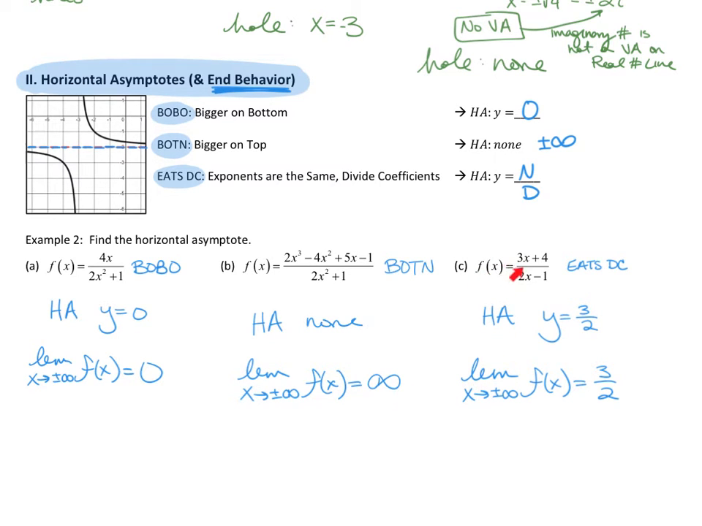f of x equals 3x plus 4 over 2x minus 1. These exponents are the same exact degree, so we're going to divide these coefficients. The horizontal asymptote is at y equals 3 over 2, which is the limit statement: as x approaches positive and negative infinity, f of x approaches 3 over 2.